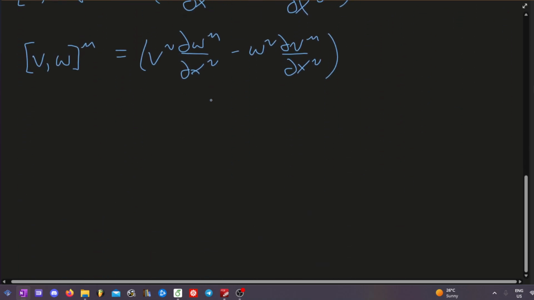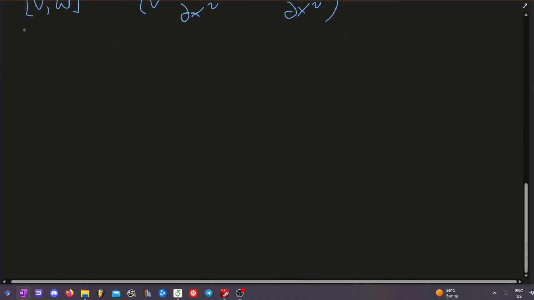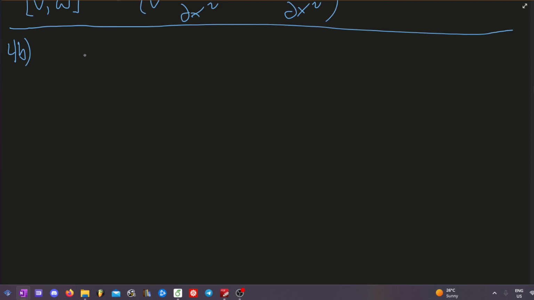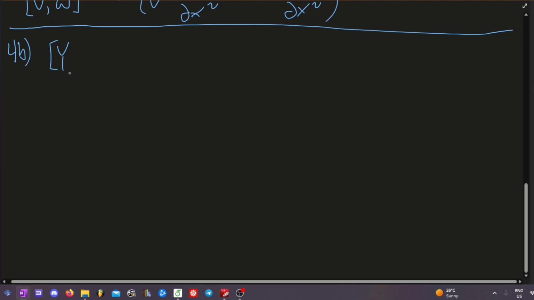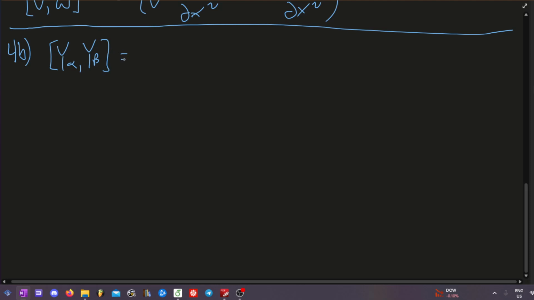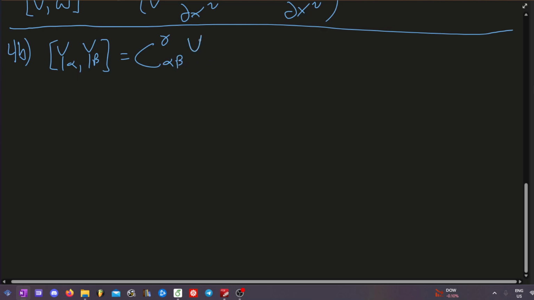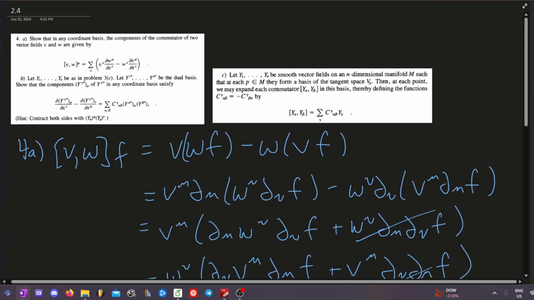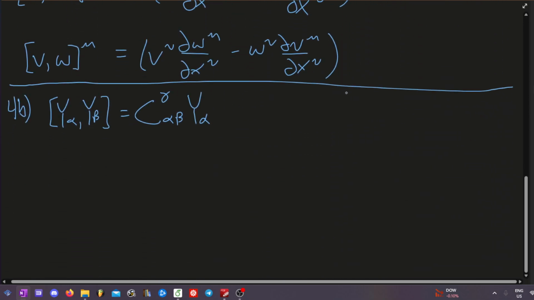So to start with this, let's just write that relation from 3b, I think it is, that we're going to use. Equals C^gamma_alpha beta y_gamma. But remember, y_gamma downstairs is a smooth vector field which forms a basis for the tangent space, so we can actually write this.